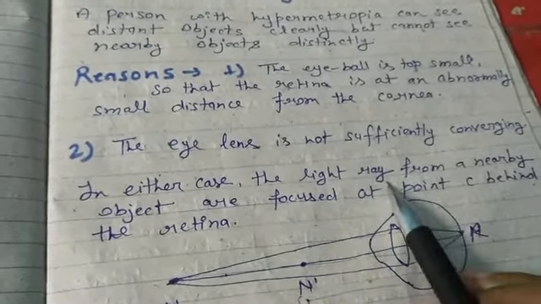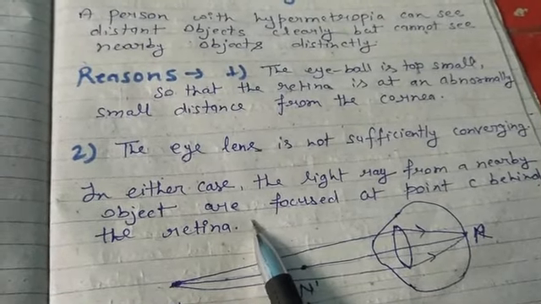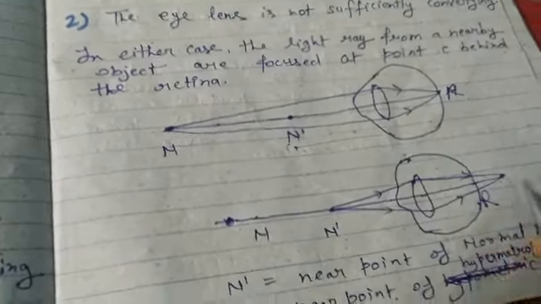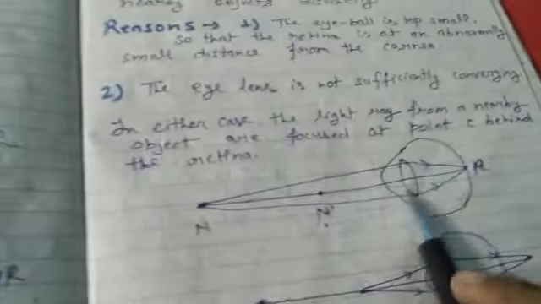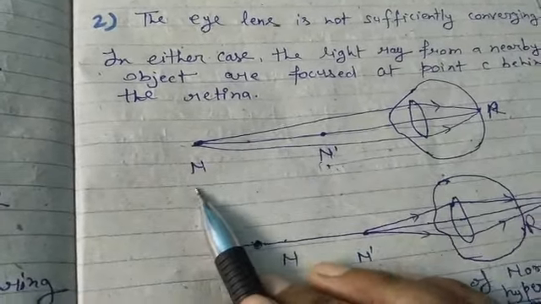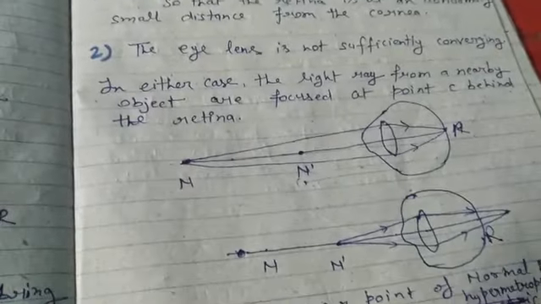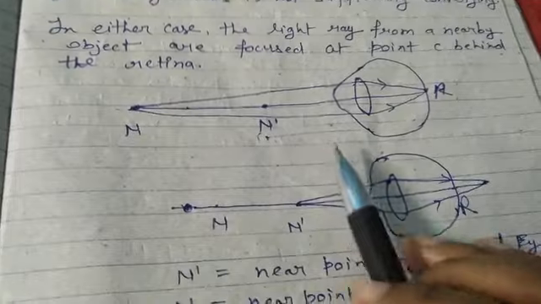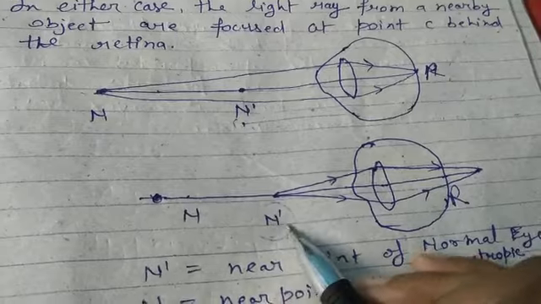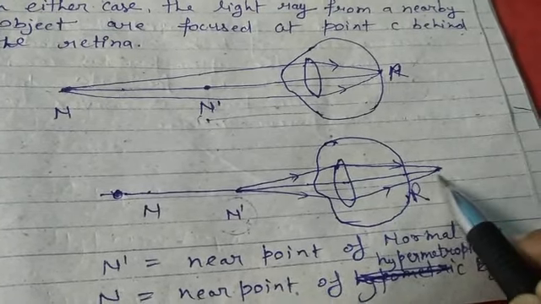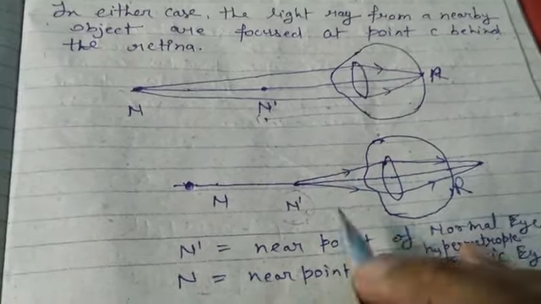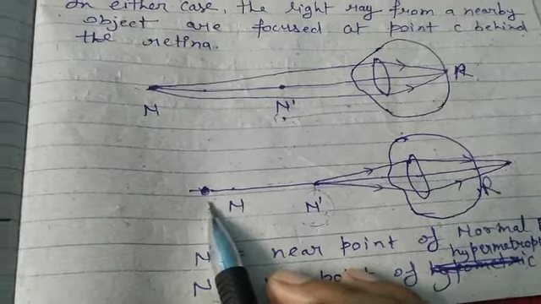In either case, the light rays from a nearby object are focused at a point C behind the retina. Now here you can see the image. Here N' is the near point for a normal person and N is the near point for the hypermetropic person. So what happened? Here you can see that the near point is here. That's why the image is formed after the retina, behind the retina. So we have to shift this near point from here to here.